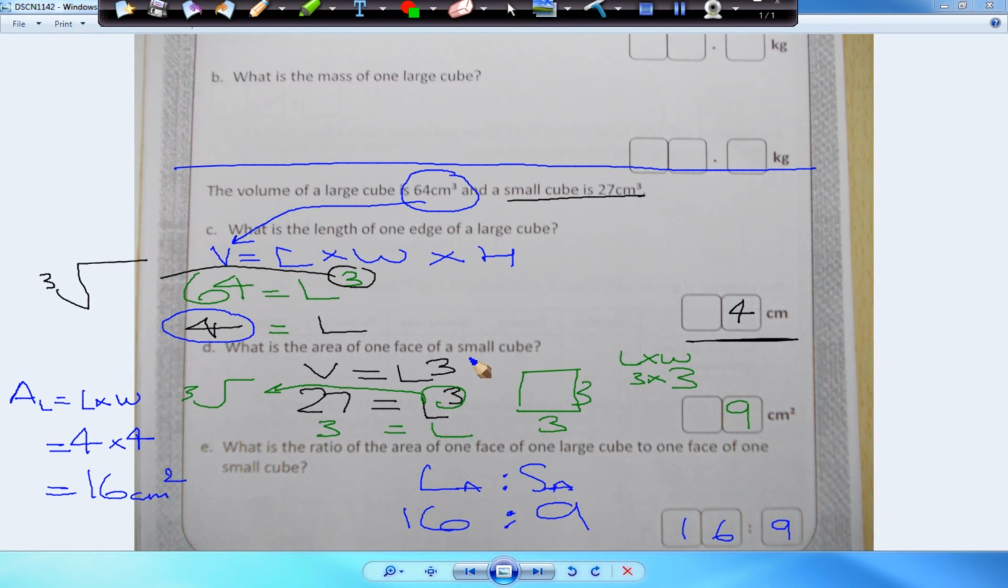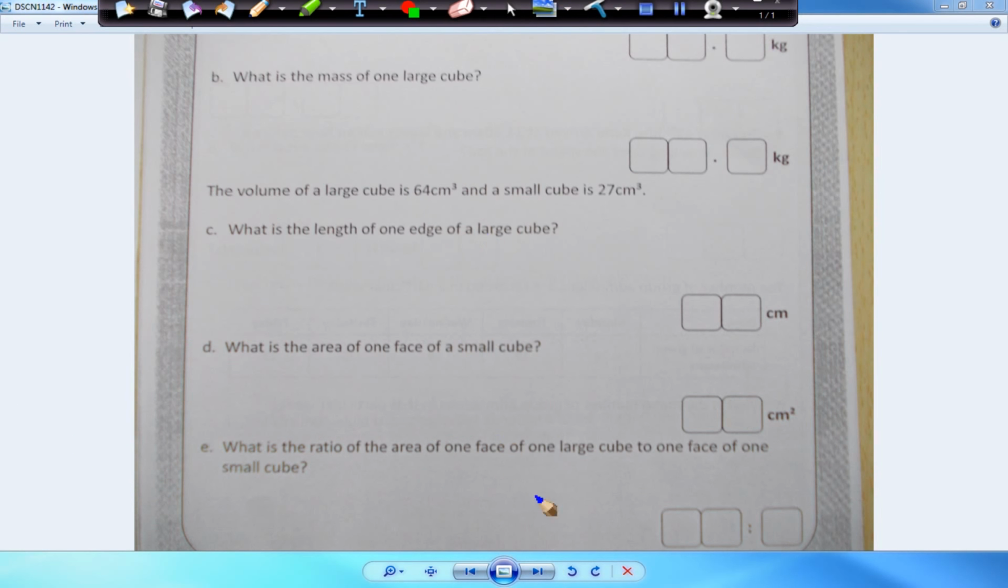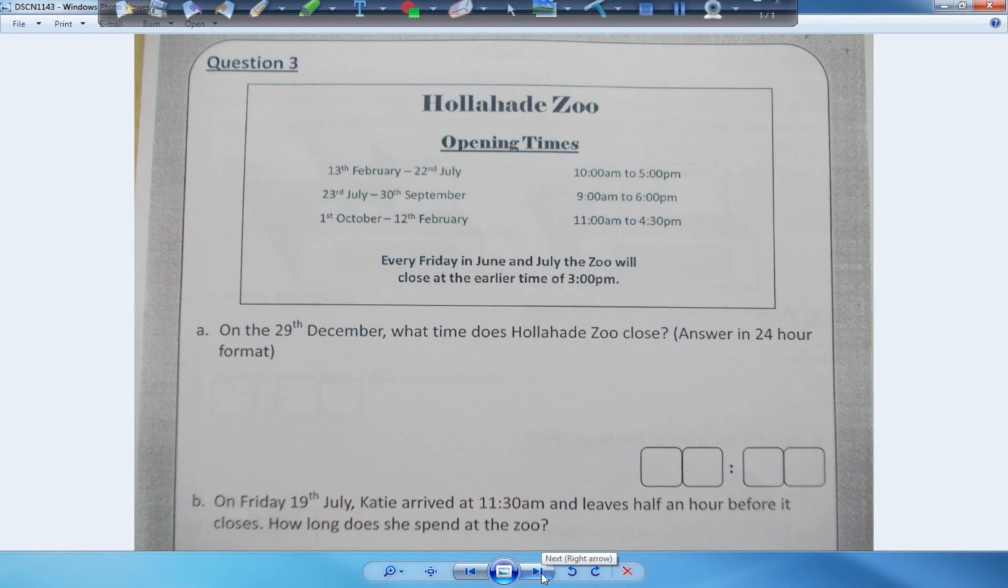Right. Okay, let's clear the page. Okay, I'll go on to question number 3 now, folks. Question number 3. It says here, Hollahades Zoo. Okay, can we have Harun read out the question to us, please? Read out all the information. On the 29th of December, what time does Hollahades Zoo close? Answer in 24-hour format.